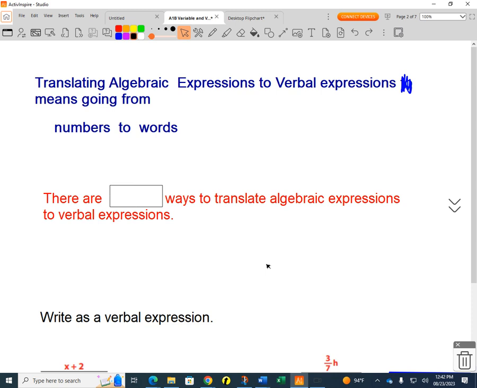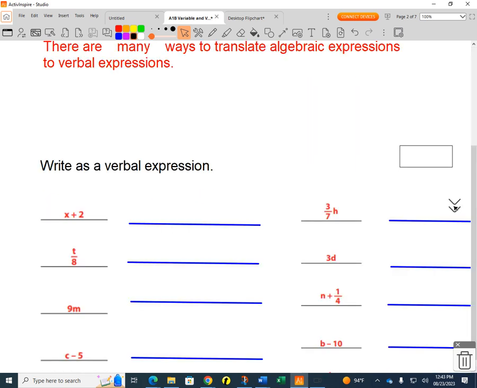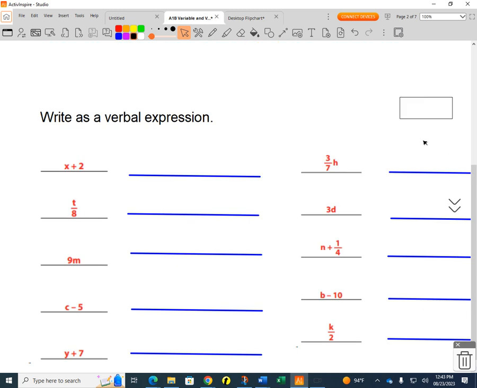So that's what we're going to put in that next box. I think it's many ways to translate. Many ways to go from math or numbers to words. So we're going to do these together.